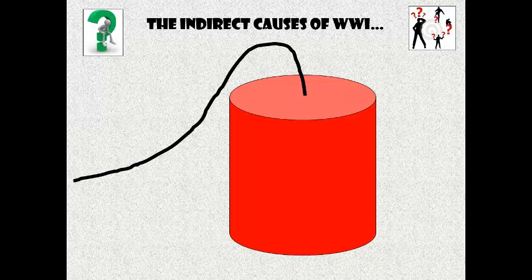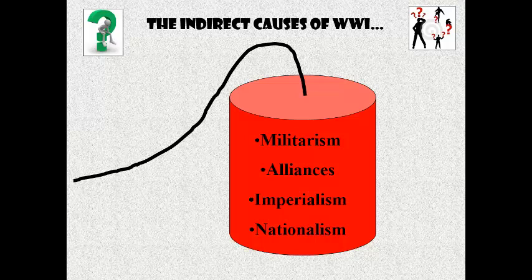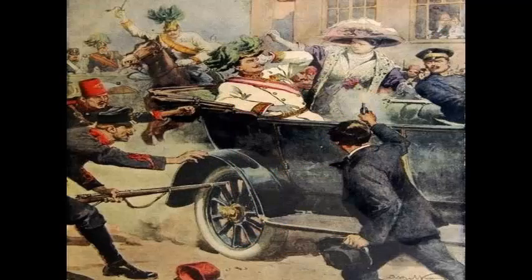Again, these things are just the fuel for the bomb. It hasn't been sparked yet. We don't have anything to set it off. The bomb was just waiting for a spark. And that spark would come on June 28th, 1914 in Sarajevo. But more on that to come in a future lesson.